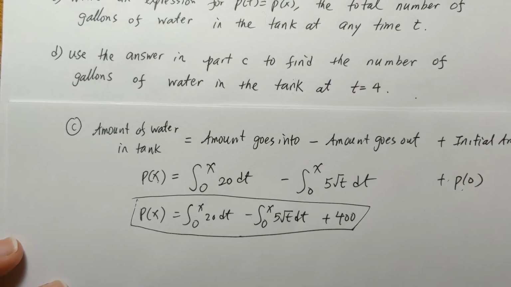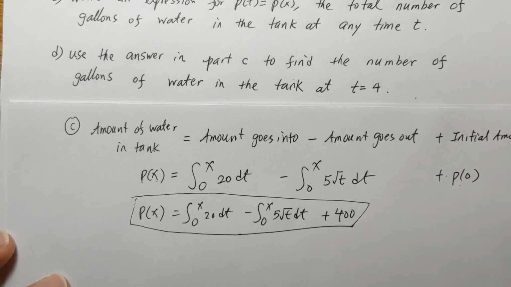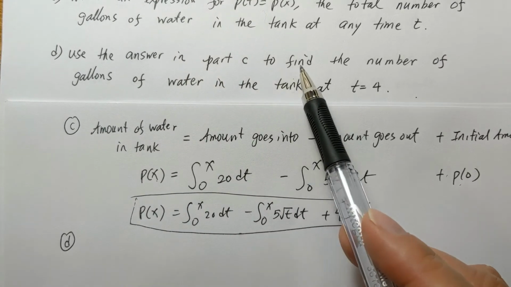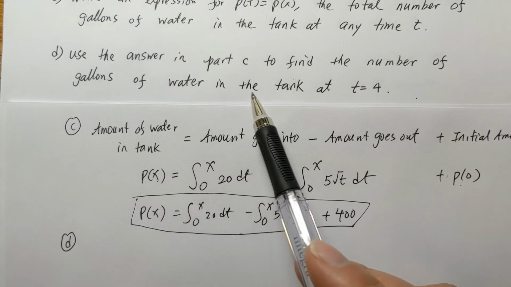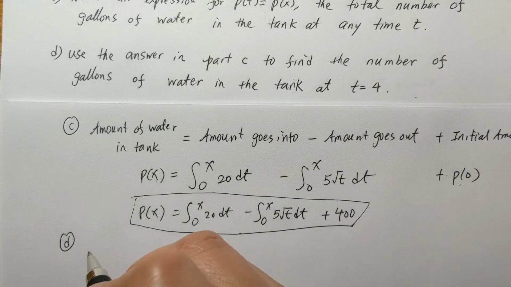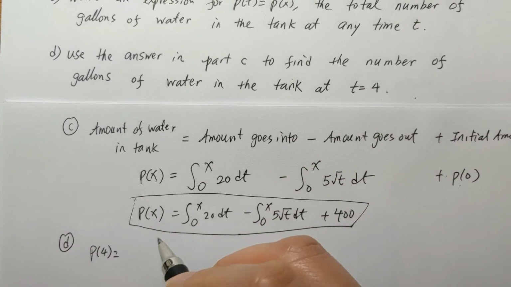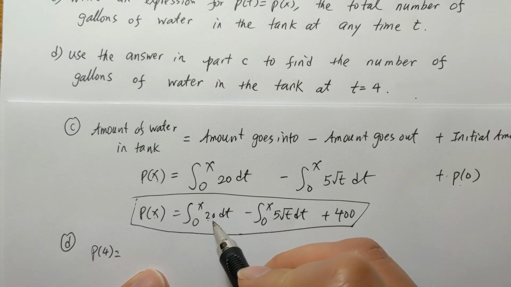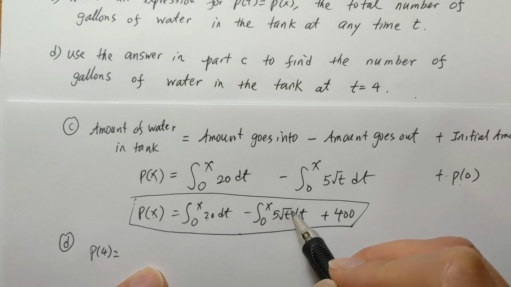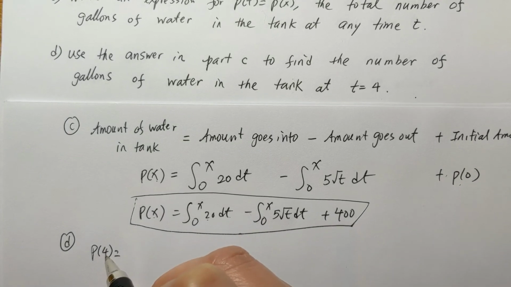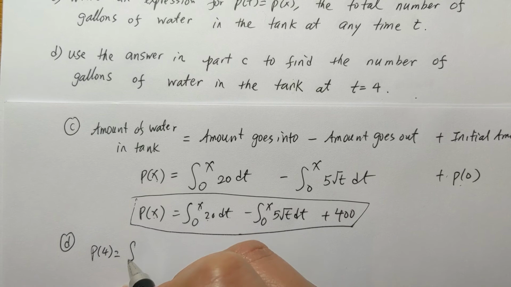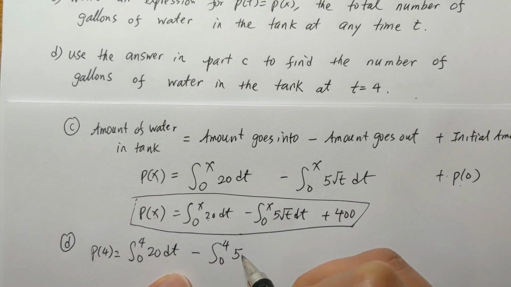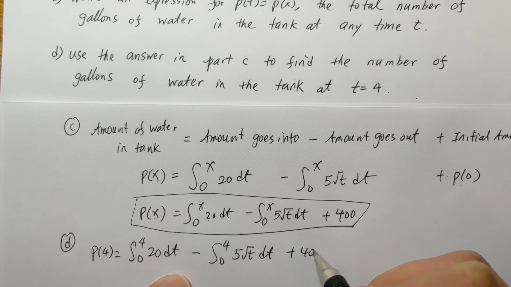Now let's take a look at part D. Use the answer in part C to find the number of gallons of water in the tank at t equals 4. So now we have to find P of 4. We know that P of x equals the integral from 0 to x of 20 dt minus the integral from 0 to x of 5 square root t dt plus 400. Since the time is 4, just replace x by 4. So we get the integral from 0 to 4 of 20 dt minus the integral from 0 to 4 of 5 square root t dt, plus 400.